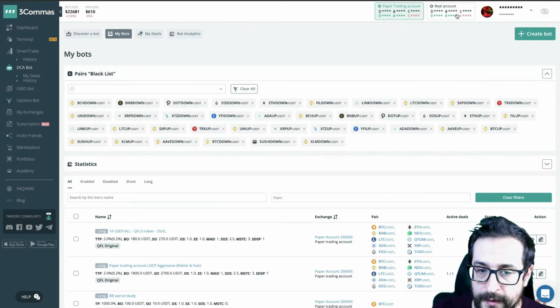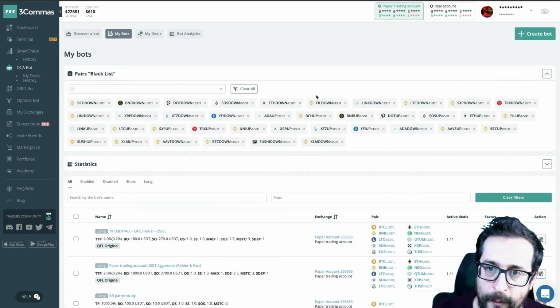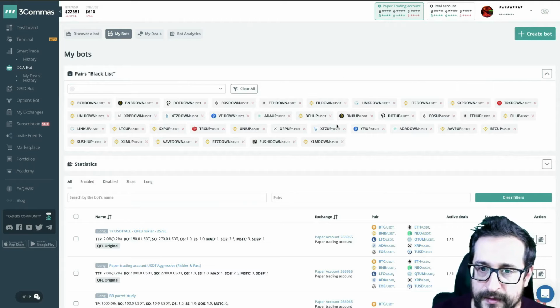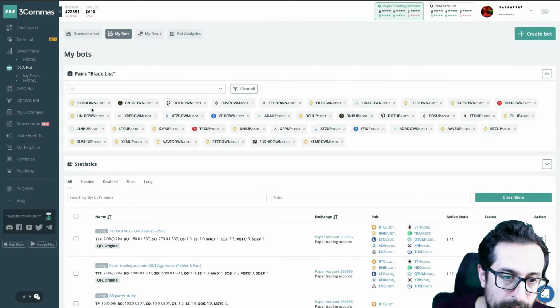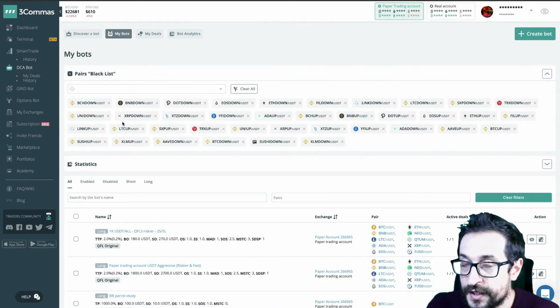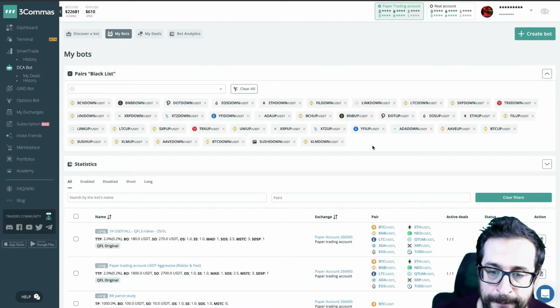That took me a mistake to learn, because I wanted to clear the blacklist in the paper trading. I wanted to use all of them, and then suddenly I moved to the real account and realized they were all wiped because I had removed them from the paper account. They're shared, so be careful with that.